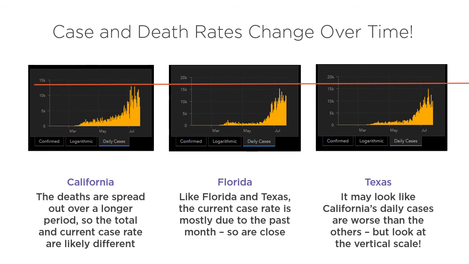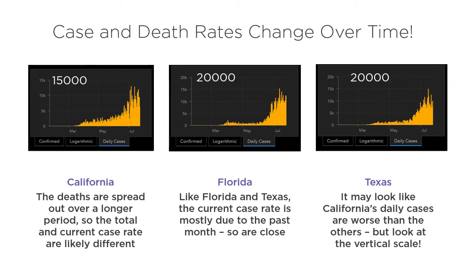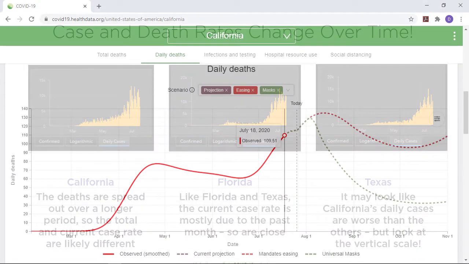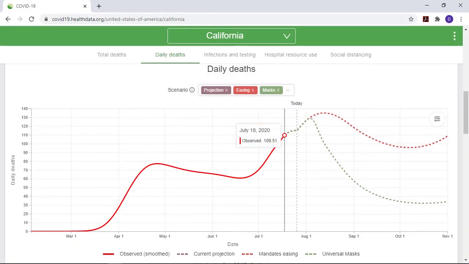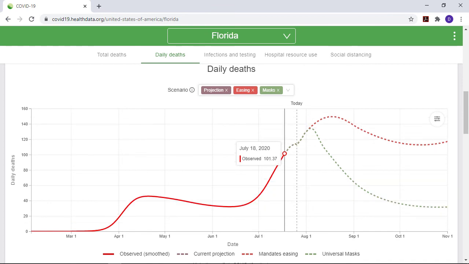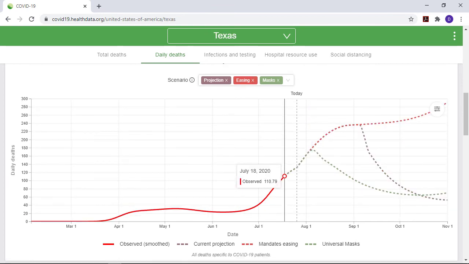At first glance, it looks like California's current daily case count is higher than Florida or Texas, but the scale on the California chart only goes to 15,000. It's 20,000 on the Texas and Florida charts. To get a better sense, let's take a look at the COVID-19 projections at healthdata.org, another very popular site for COVID-19 statistics. On July 18th, California had 110 deaths, Florida had 101 deaths, and Texas had 111 deaths.